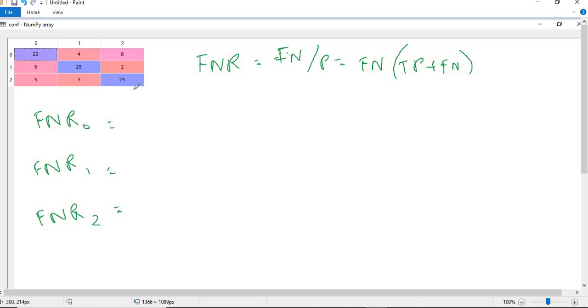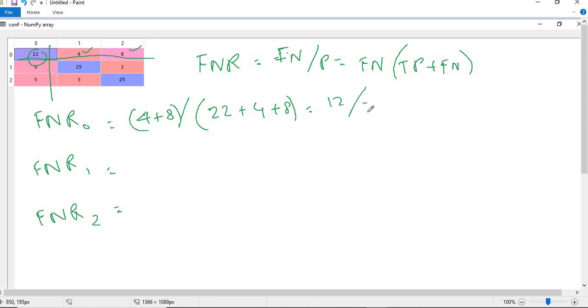Now false negative rate for class 0: you draw a vertical and horizontal line, this will be my true positive, and false negative will be this 4 plus 8. So here it will be 4 plus 8 divided by 22 true positive, 22 plus 4 plus 8, which is equal to 12 by 34, and this value will be somewhere around 0.35.